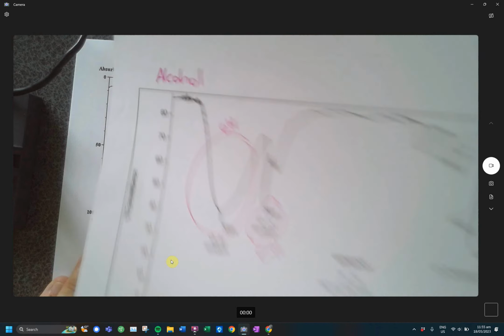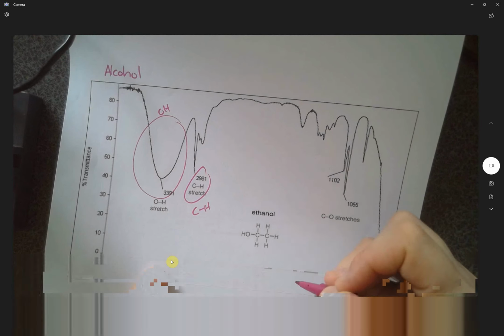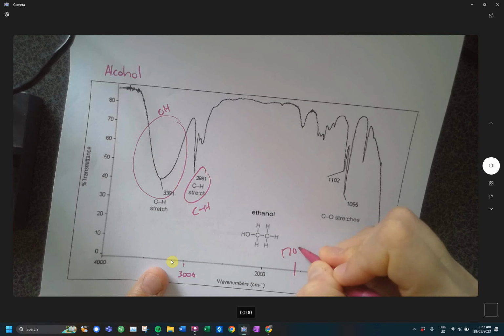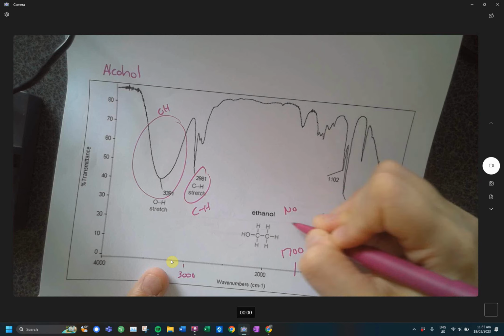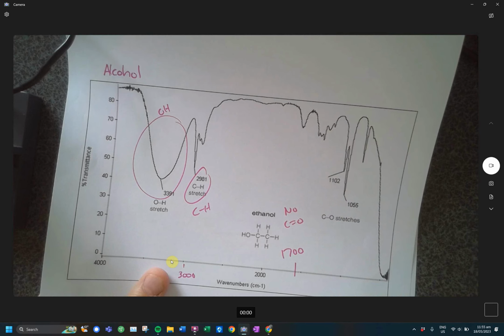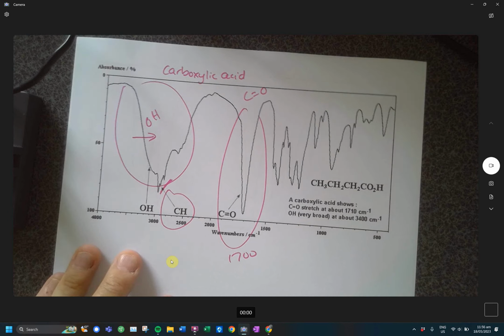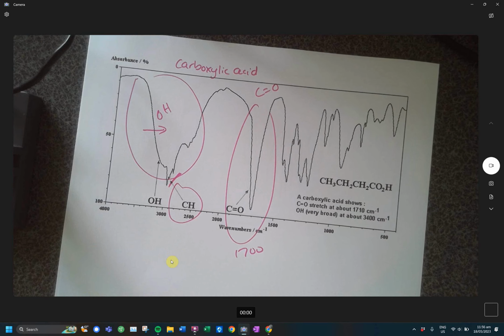Whereas with this one here, when I look at the alcohol and I look at 1700, there's no C double bond peak. So again, that tells me alcohol, not carboxylic acid. So for this assessment, I want you to think about what's there and what's not there and try to figure out what's going on. And then, like I said, the two other spectra will help back you up. So that's my carboxylic acid. Good?